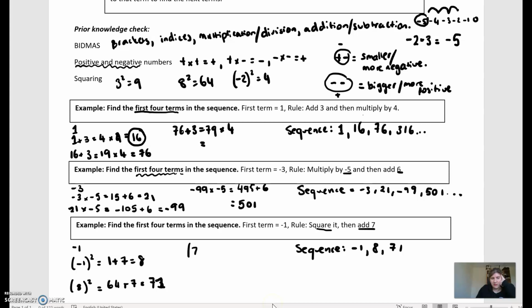We then have 71 squared. Now, I don't know that off the top of my head. That is 5,041. Okay, plus 7 gives us 5,048. Okay, so 5,048. All right, there you go.